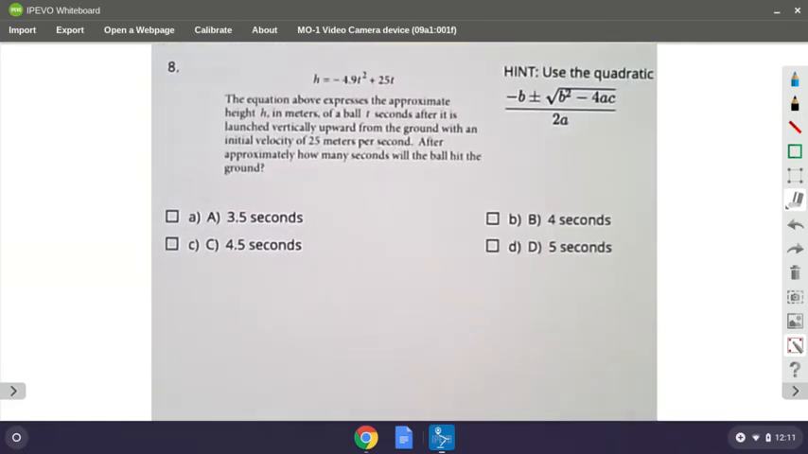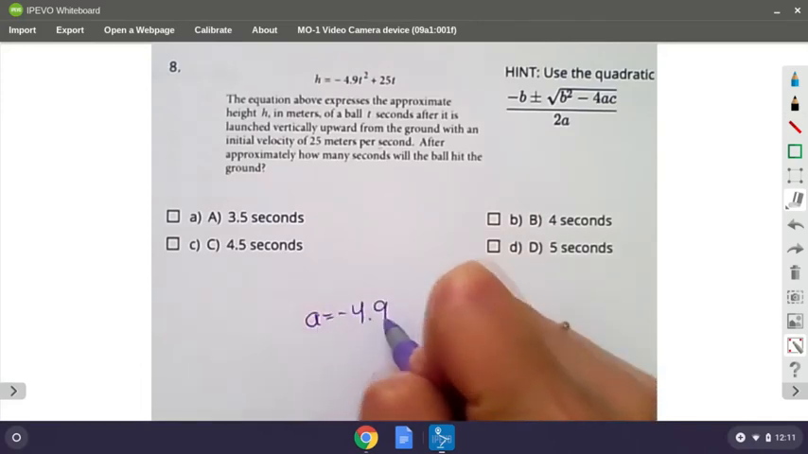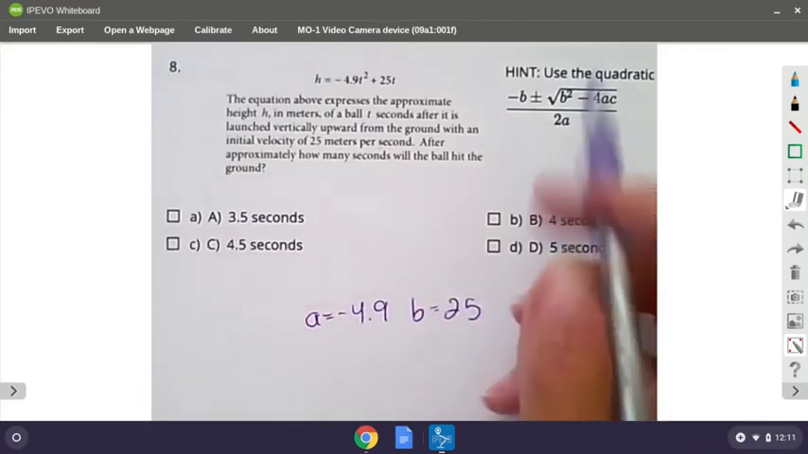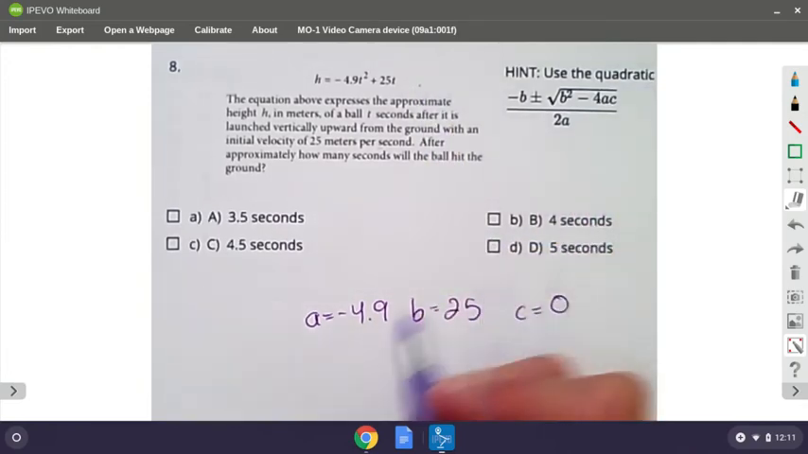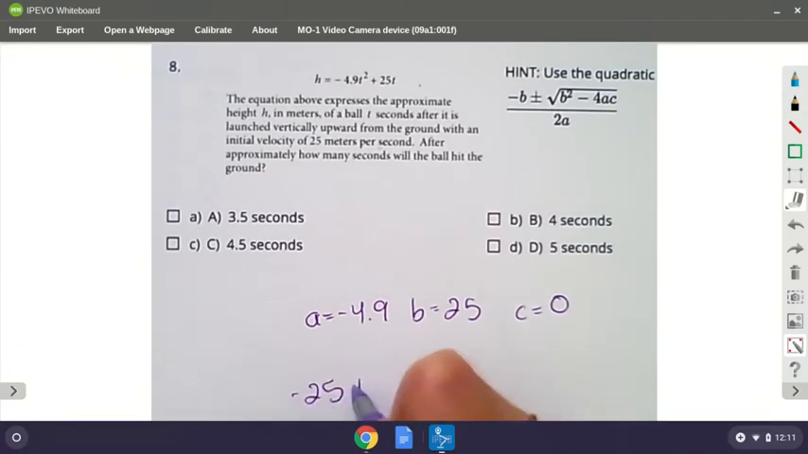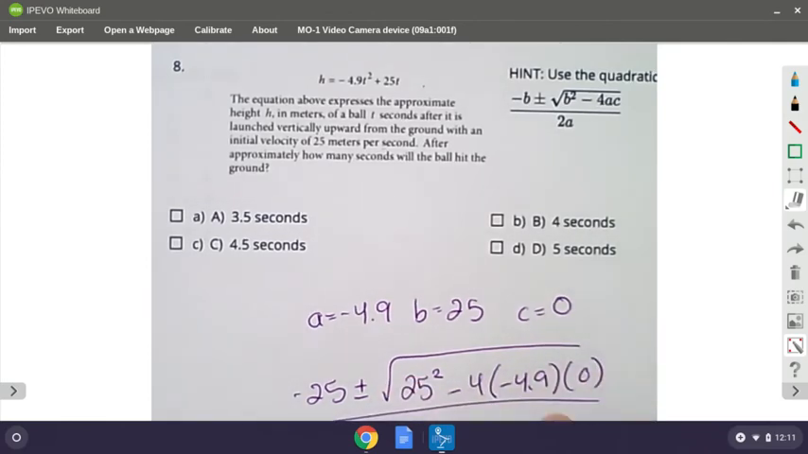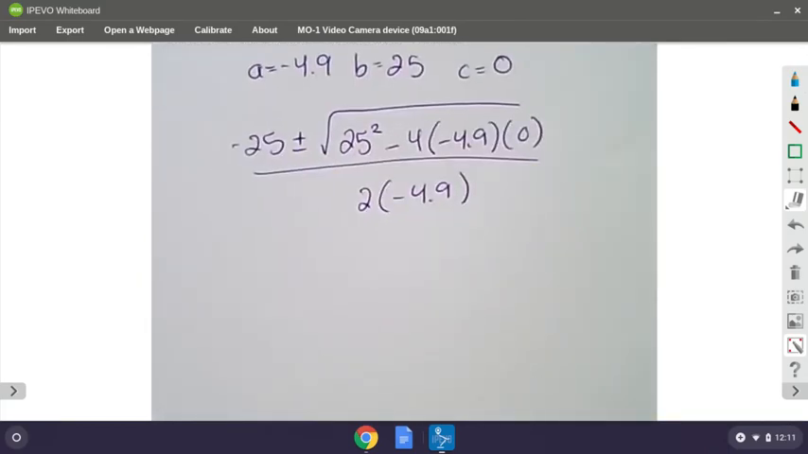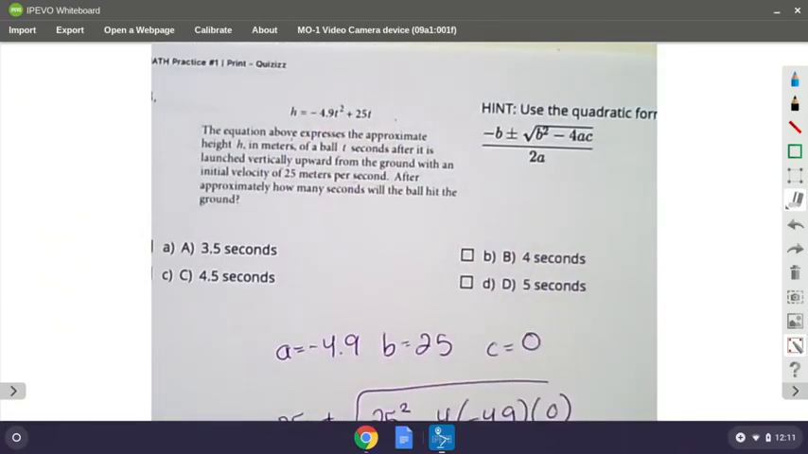So if you remember how to do the quadratic formula, you identify your A, B, and C. So A is going to be negative 4.9, B is going to be 25, and since there is no C, it's 0. So then you just plug in. So negative B, so negative 25 plus or minus the square root of B squared minus 4 times A times C, all over 2A. So that's taking this, plugging it into this.